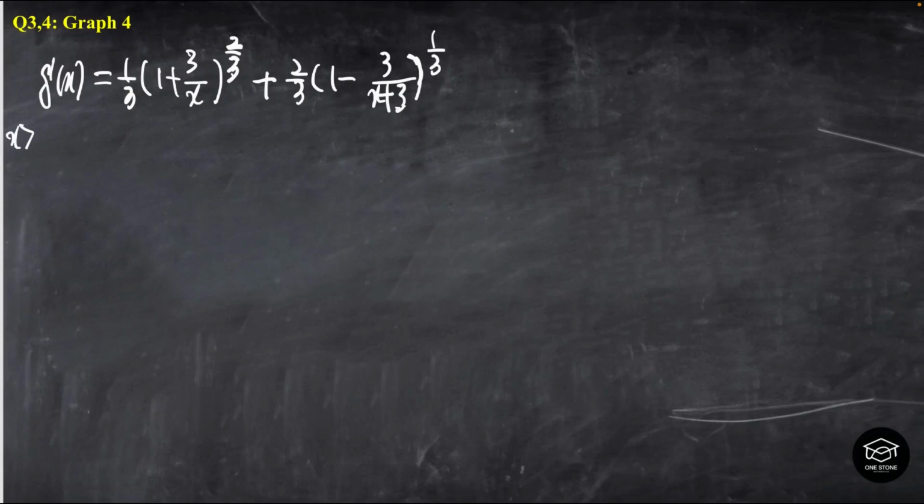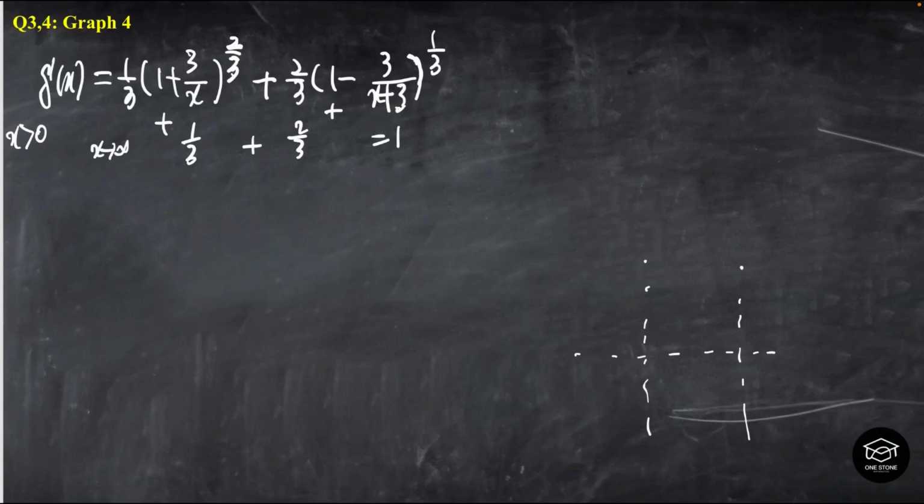For x greater than 0, both terms are positive, so the derivative is positive. As x goes to positive infinity, the first term of the derivative approaches 1/3, and the second term approaches 2/3. Adding them together, the derivative approaches 1. As x approaches 0 from the right, the first term goes to positive infinity, while the second term goes to 0. So overall, the derivative goes to positive infinity.